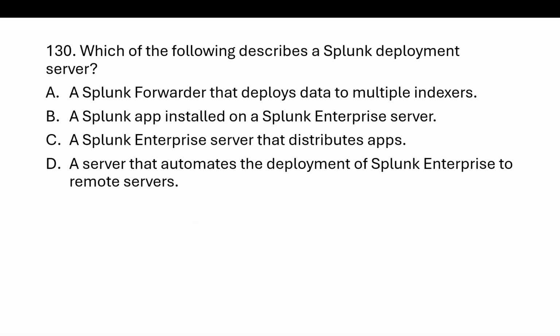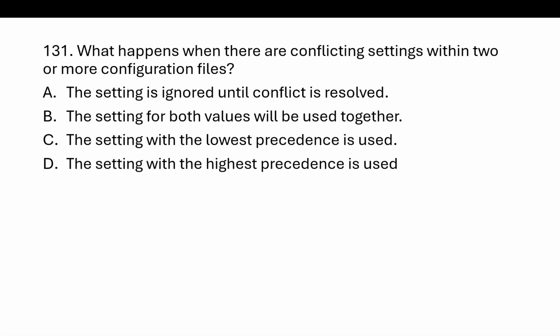Question number 130. Which of the following describes a Splunk deployment server? Here are the possible options, and the answer is option C, a Splunk Enterprise server that distributes apps. Question number 131. What happens when there are conflicting settings within two or more configuration files? Here are the possible options, and the answer is option D, the setting with the highest precedence is used.